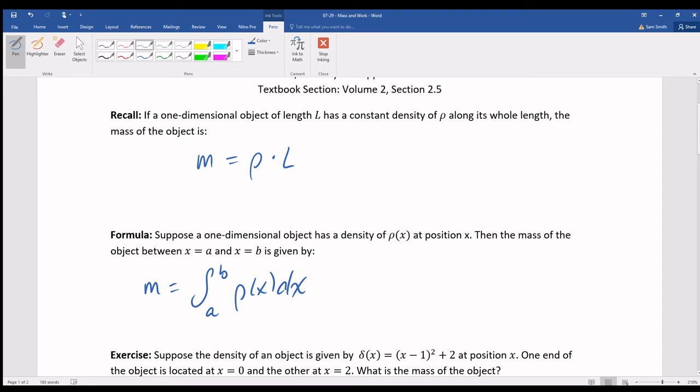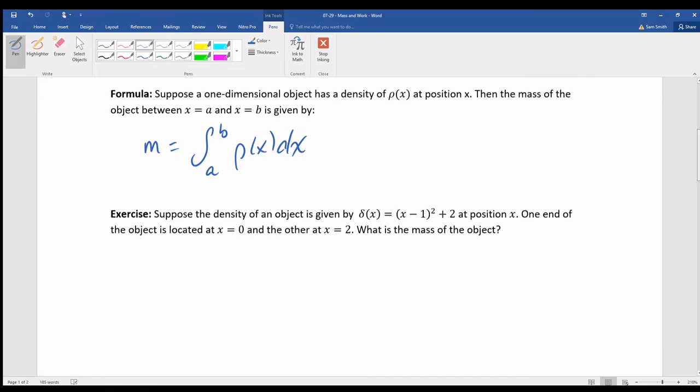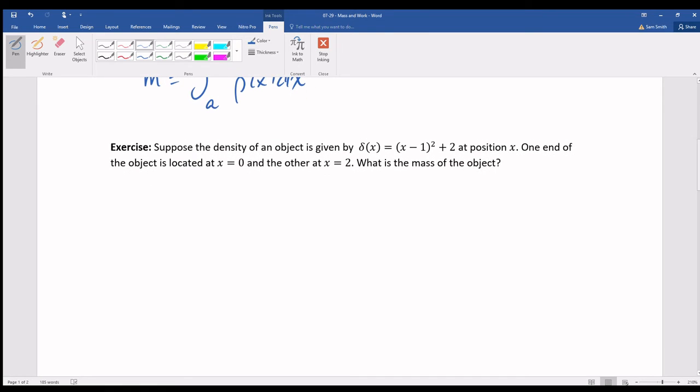So let us go ahead and apply that formula to the following exercise. I think I used delta for the density here. Let's just make that rho for consistency's sake. Suppose that the density of an object is given by rho of x equals (x minus 1) squared plus 2 at position x. One end of the object is located at the coordinate x equals 0 and the other at x equals 2. So what's the object's mass?